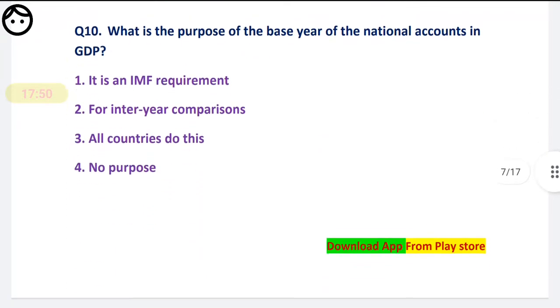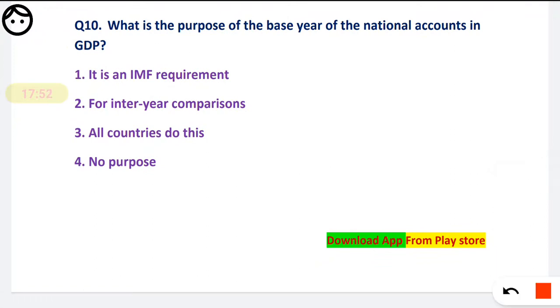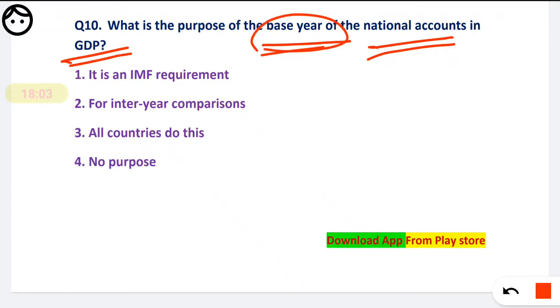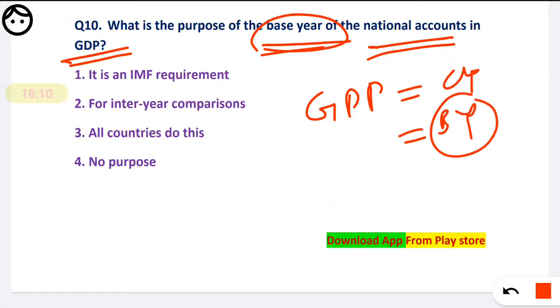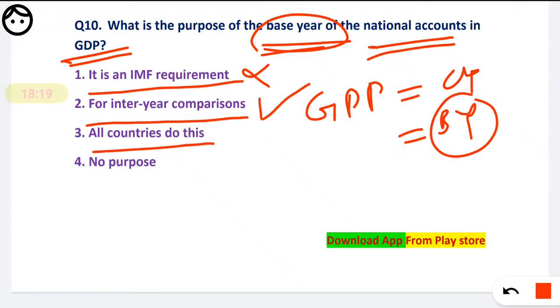Okay, question number 10. What is the purpose of the base year of the national accounts in the GDP? We know the GDP calculation, right? It is at a current year or it may be at a base year. Why is base year important? First option, it is an IMF requirement. No, it is for inter-year comparison. All countries do this, that's why we are doing it. This is no purpose.